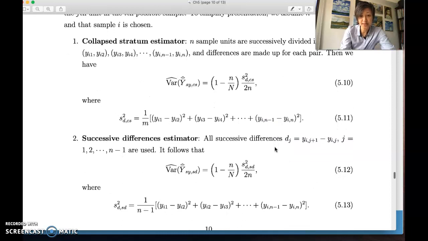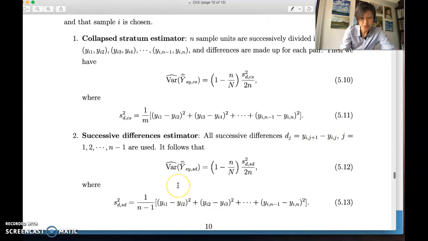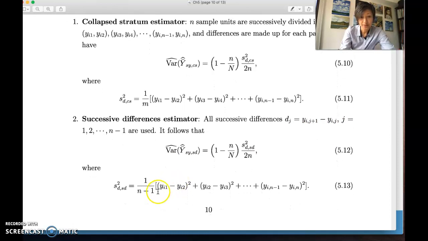The successive difference estimator is indeed looking at the differences between any successive data we collected, yi, j plus 1 minus the previous data. So in this case, we are looking at the difference between the first data and the second data, and then the second to the third, and the third to the fourth.